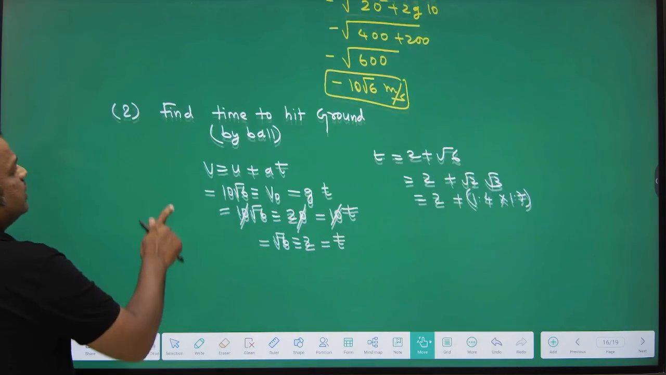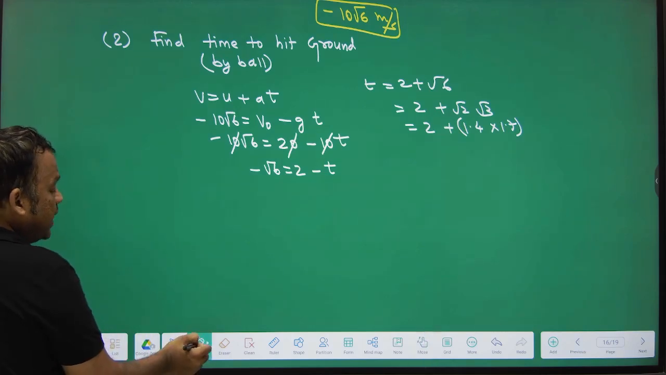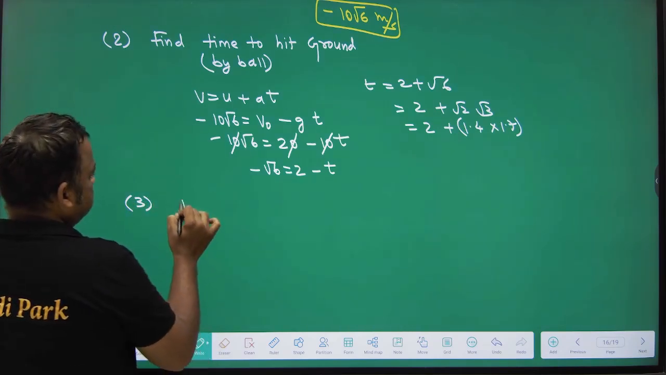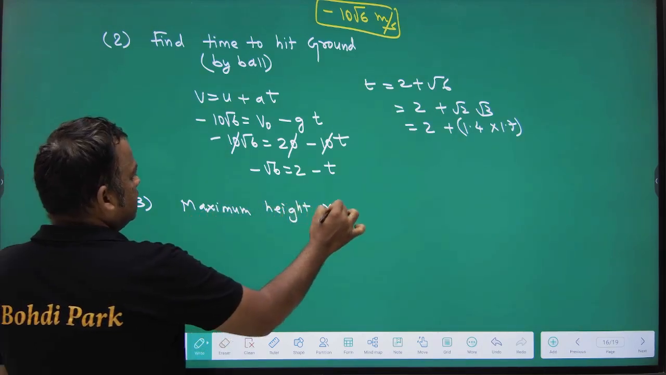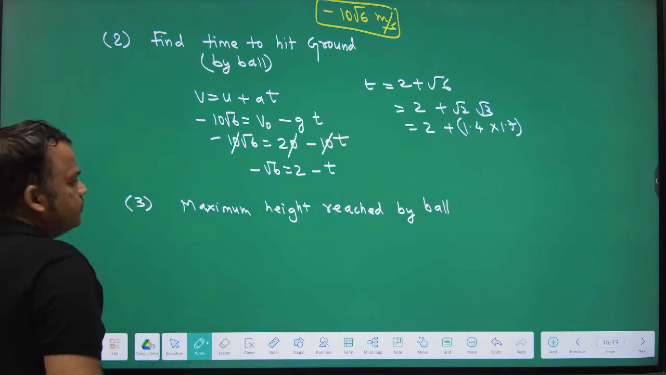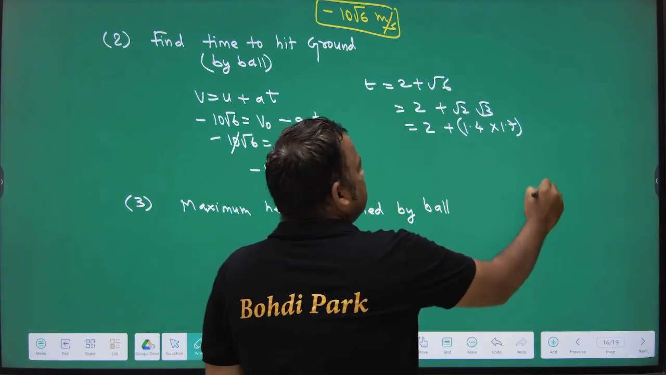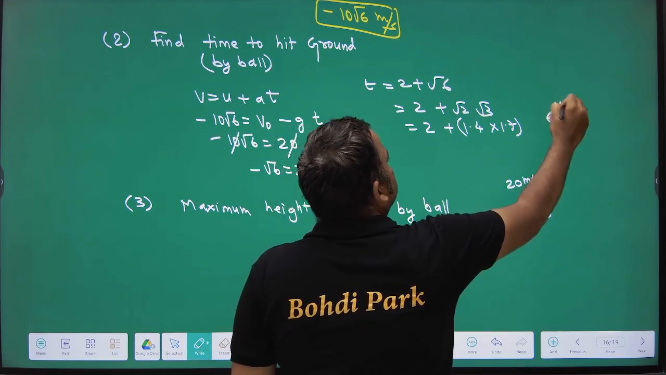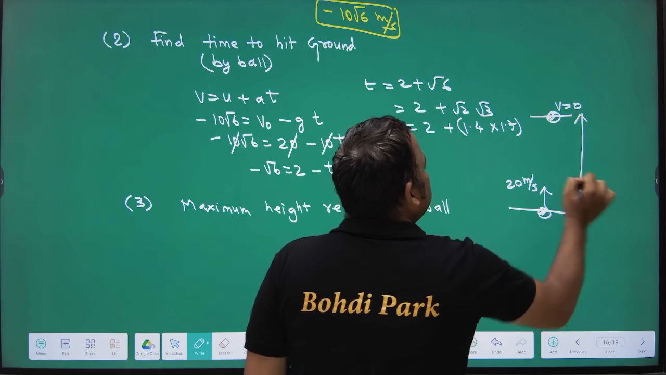And next question, the maximum height reached by the ball. So initial velocity of the ball is 20 meter per second. So it will go to the topmost point where the velocity will become 0. Let's calculate this height. So this height, we know the formula.